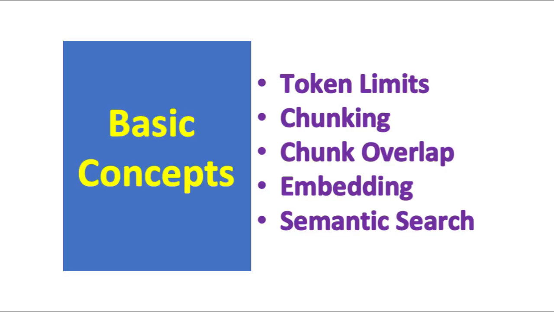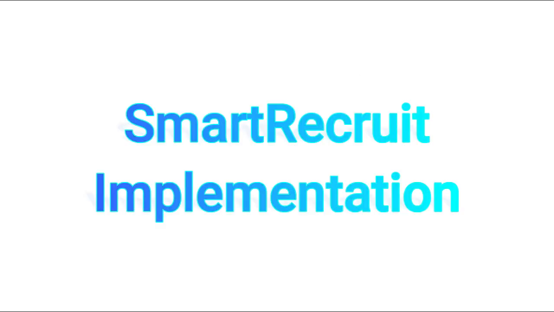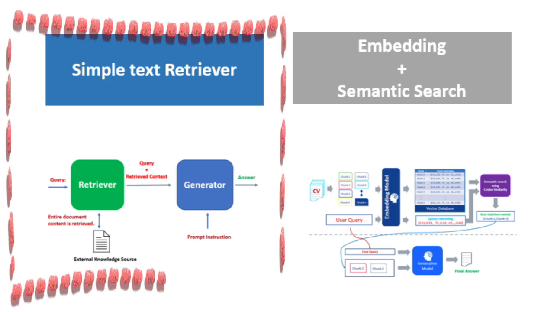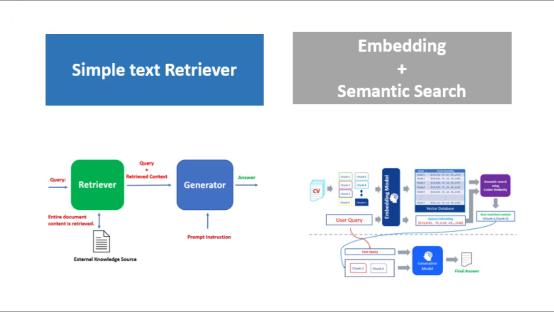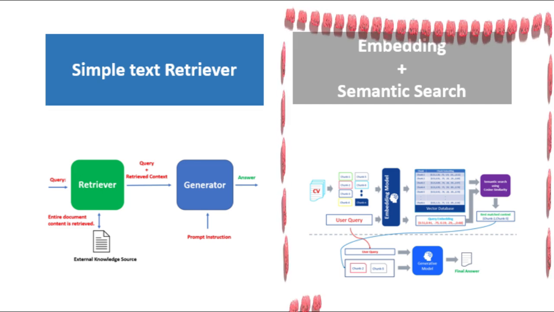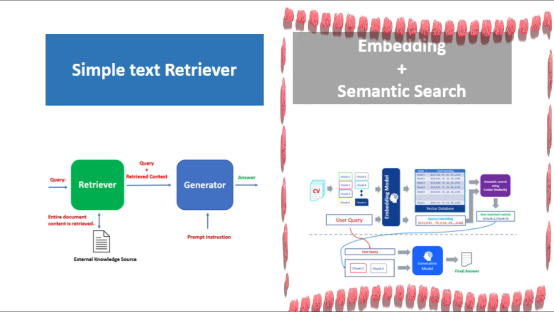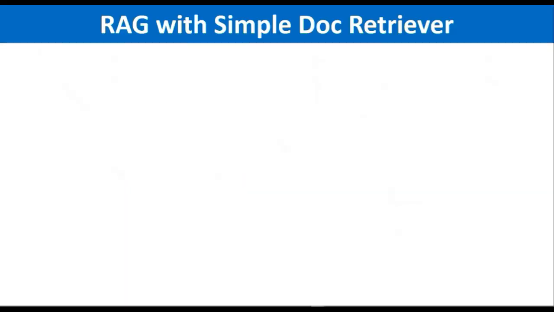All right, so we have covered the basic concepts which we wanted to learn before we dive into the implementation of our smart recruit use case. In our smart recruit use case, as I mentioned in the beginning, we have implemented two retrieval types. One is the simple doc retriever, and another one is the embedding based retriever. Let us first understand the simple doc retriever which is implemented.